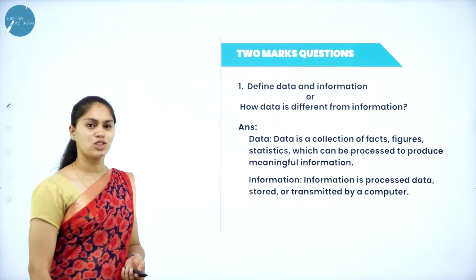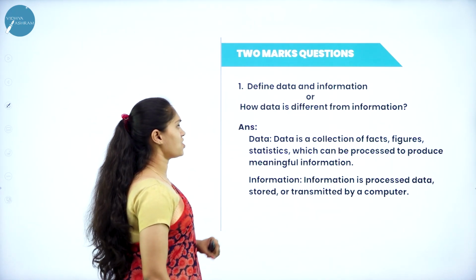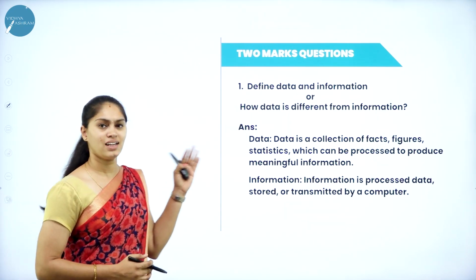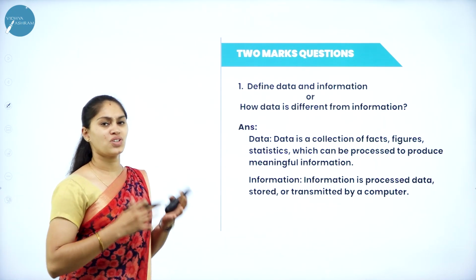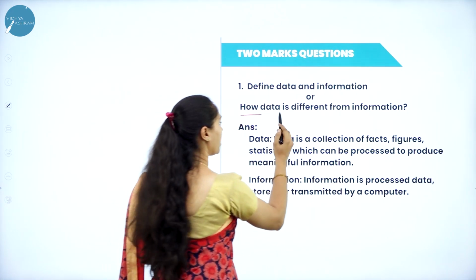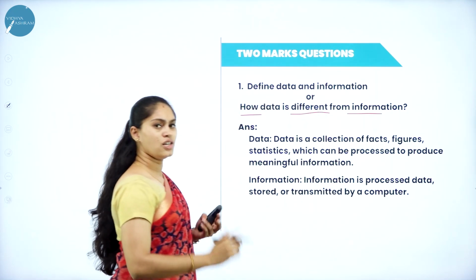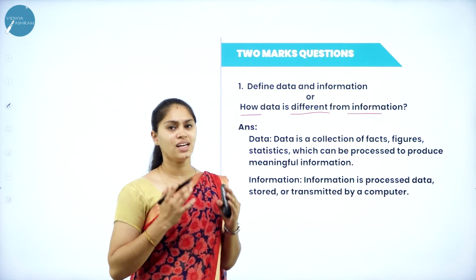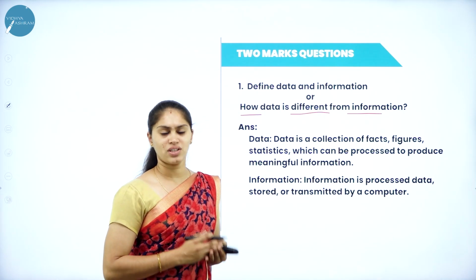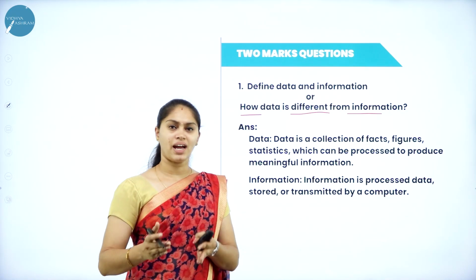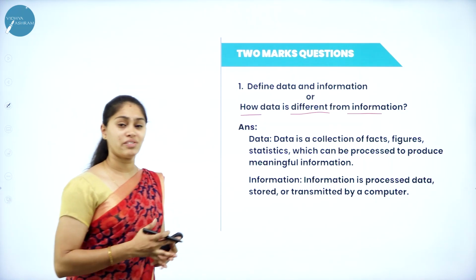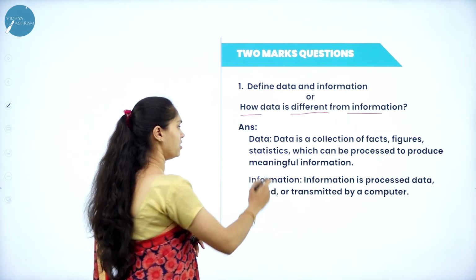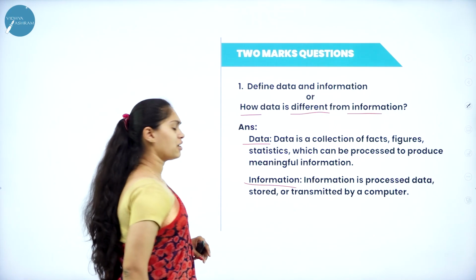We'll move to the 2 marks questions now. In 2 marks questions, you can see the most frequently asked question, that is, what do you mean by data and information. The question can also be asked this way: how is data different from information. They are just asking the difference between data and information, or they ask directly, define data and information. But whatever the question is, you must be able to answer it. Then what is data and what do you mean by information?